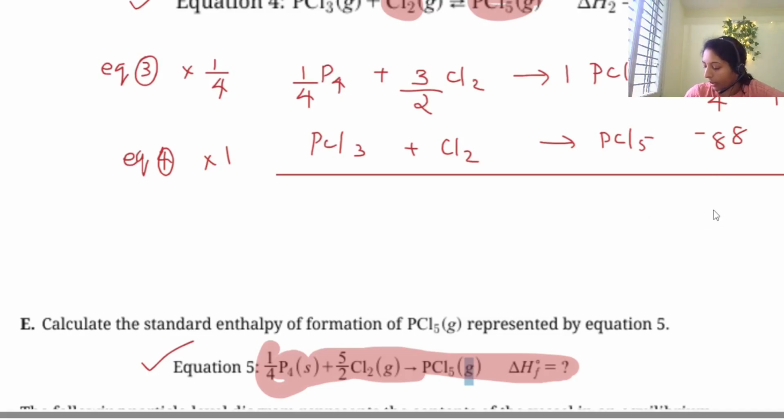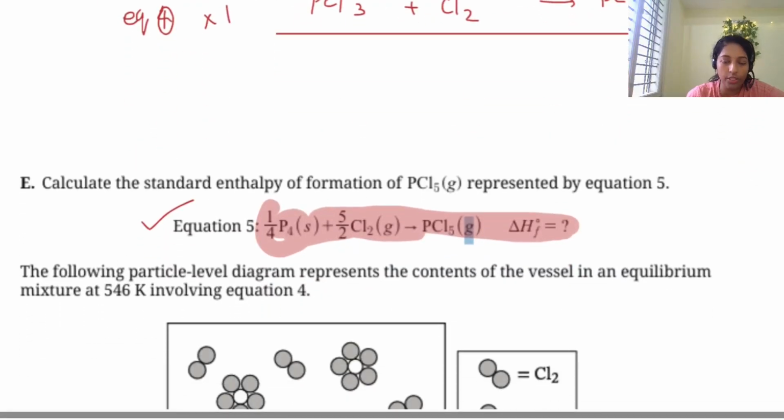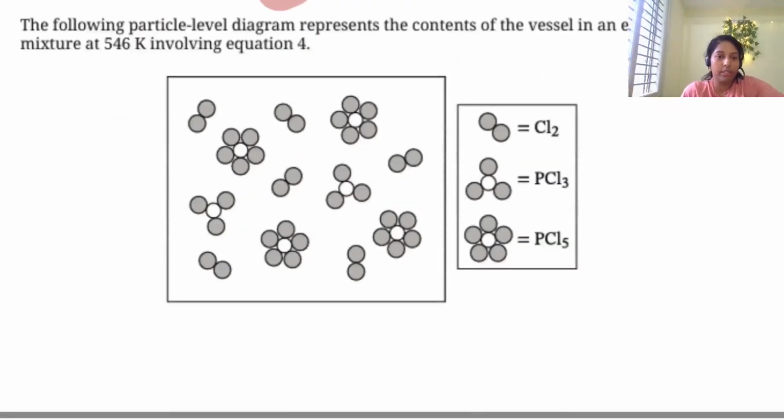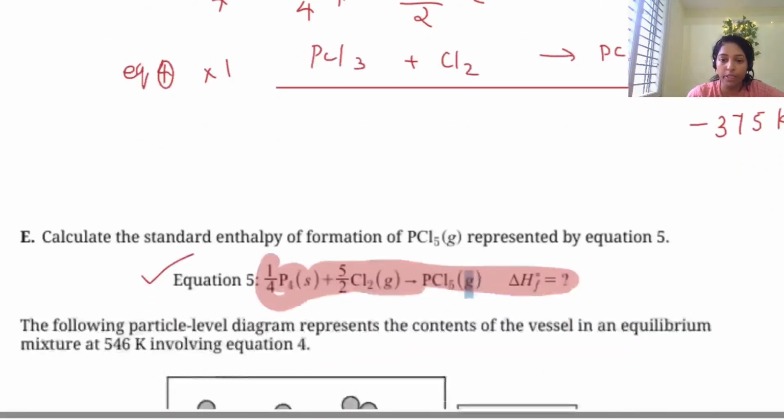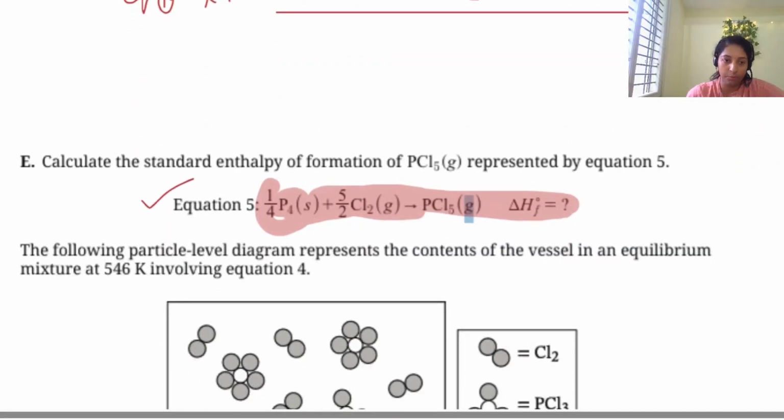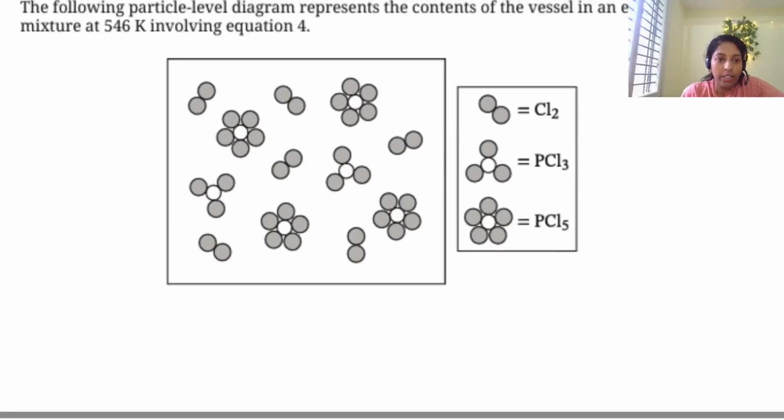So what is that one? I got minus 375 kilojoule per mole reaction. That will be the answer for question E. Right. Then they were given a particle diagram representing the thing.